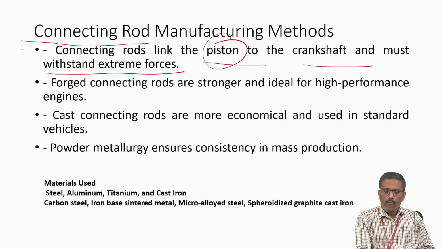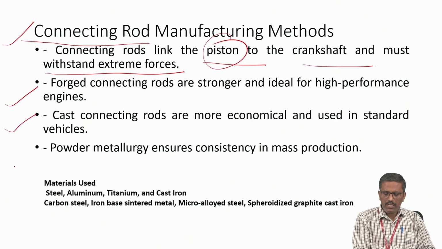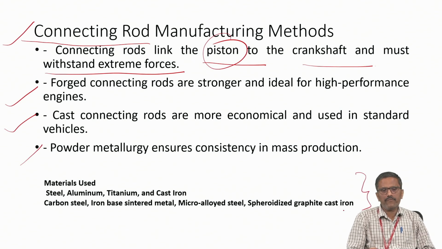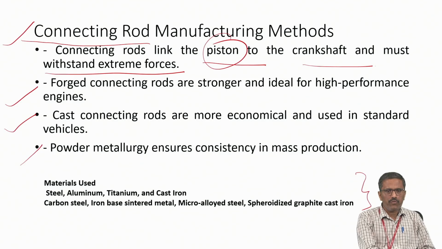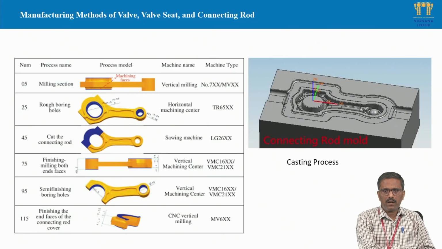So connecting rods we mostly manufacture with a forging process, and sometimes we also use the casting process, and very rarely we use the powder metallurgy process. The materials used for manufacturing of connecting rod are steel, aluminum, titanium, cast iron. Sometimes we also use carbon steel, iron based sintered material, microalloy steels, spheroidal graphite cast iron. These are the materials we use for manufacturing of connecting rod.